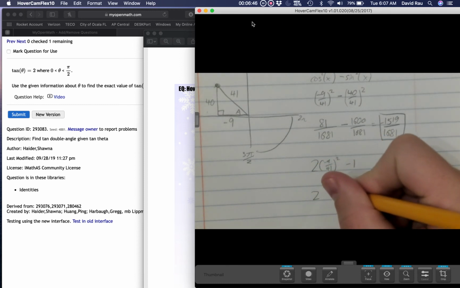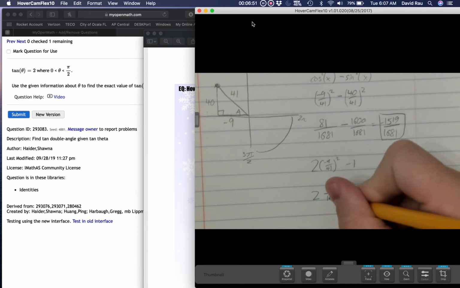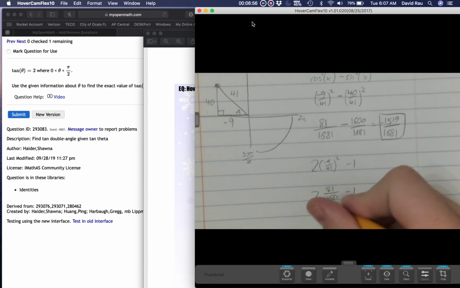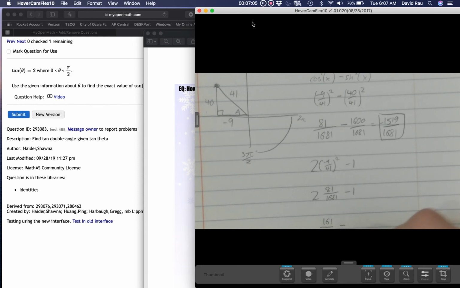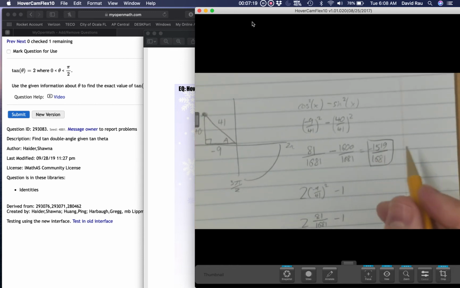But we could do 2 times, well, when we square this, we've seen this, we get 81 over 1681 minus 1. When we multiply that by 2 over 1, we get 162 over 1681 minus 1. Now, when we have this minus 1, we're going to turn that into something with the same denominator. We're going to have 1 be 1681 over 1681 so that we have common denominators. And last but not least, when you do 162 minus 1681, you'll get negative 1519.